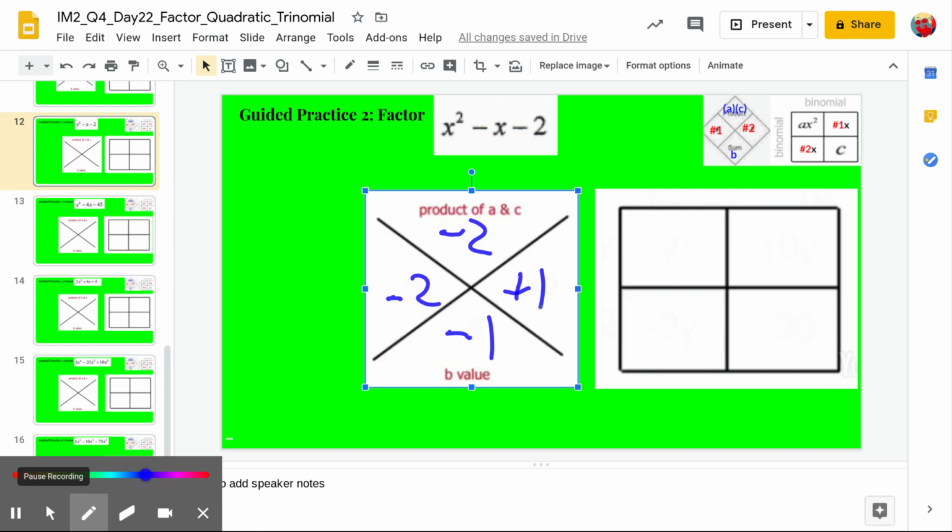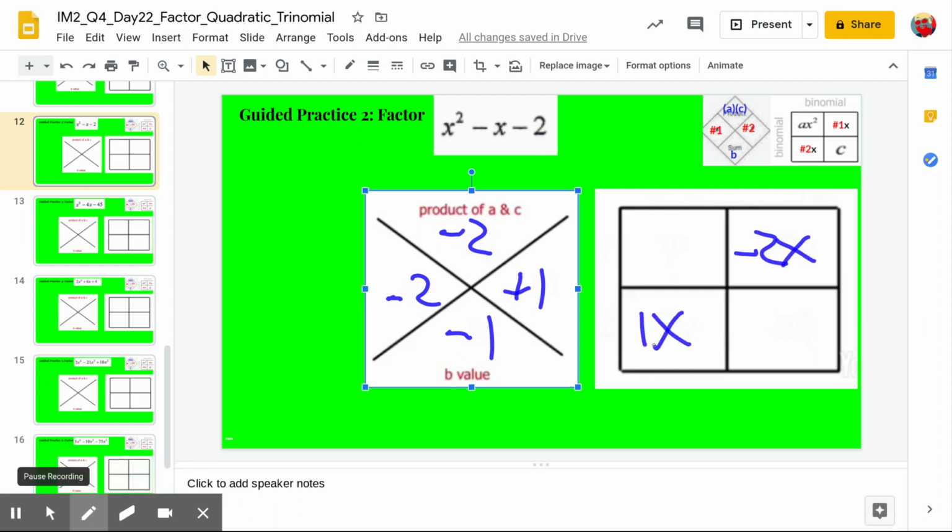All right, so let's do the generic rectangle. Let's set it up real quick. We're going to have negative 2x here. We're going to have 1x here. We're going to have x squared in the upper left box, negative 2 in the lower right box. If you need to take out a piece of paper to do this, go ahead and do that. But I want factored form now. Give me the factors.